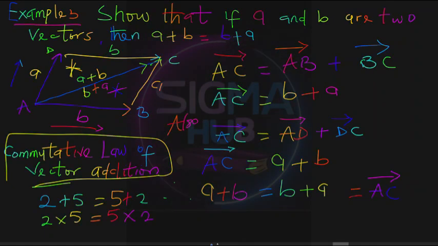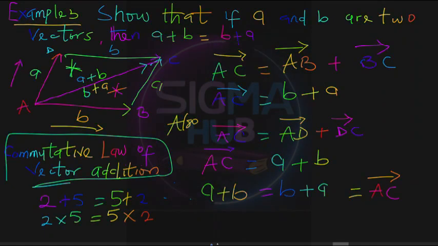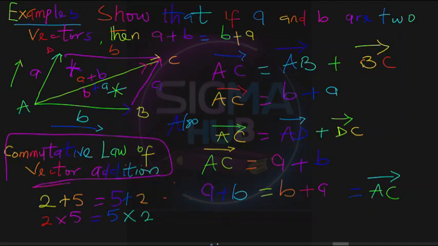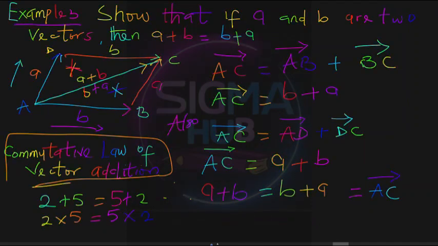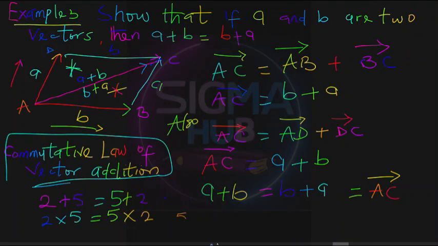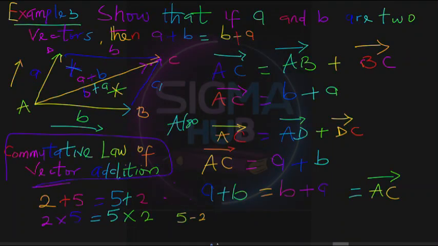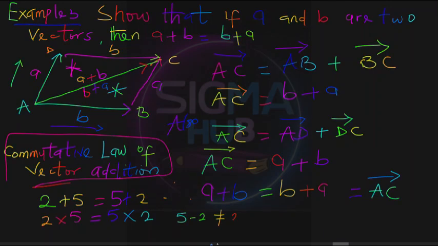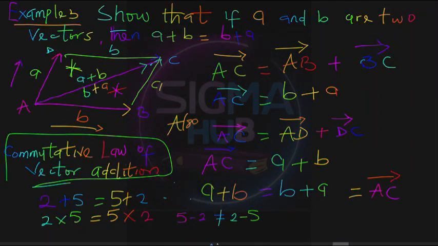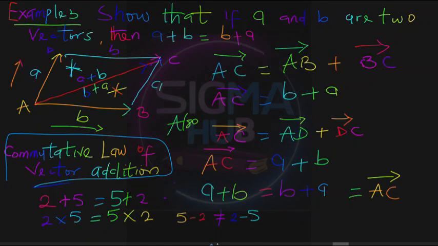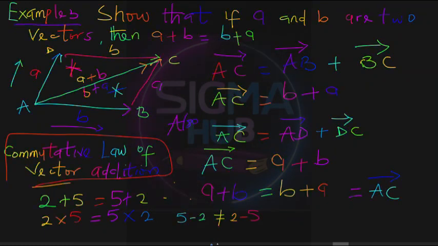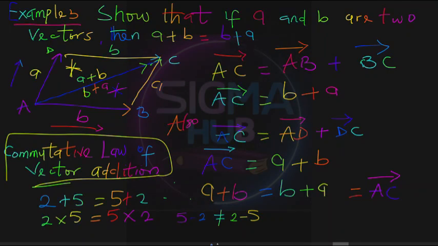So having known that addition and multiplication are commutative, you also need to know that subtraction and division are not commutative. How? Because 5 minus 2 is never going to be the same thing as 2 minus 5. 5 minus 2 gives me 3, but 2 minus 5 gives me negative 3. So 3 and negative 3 are not the same in any way.